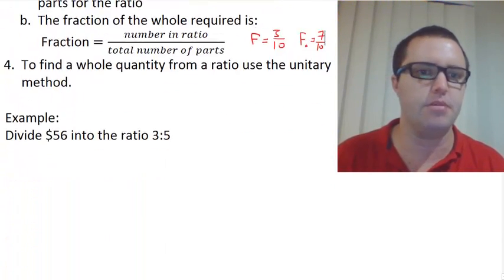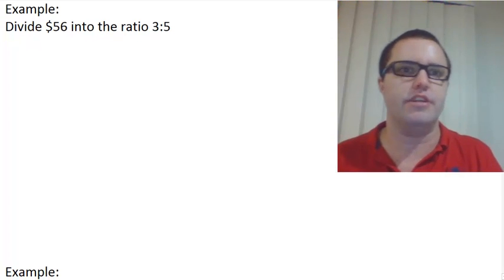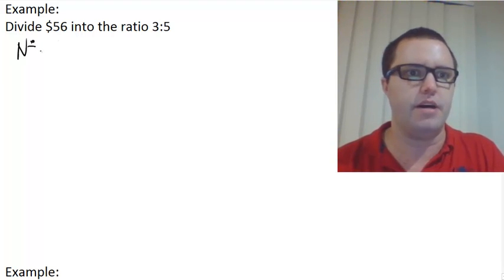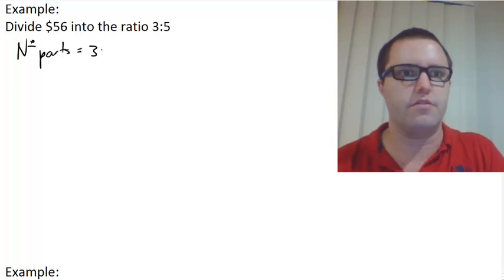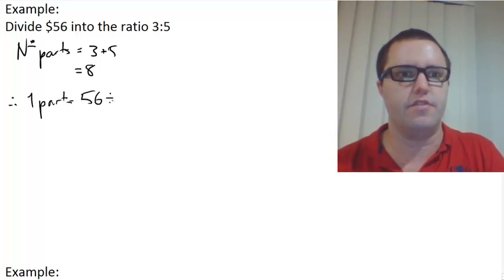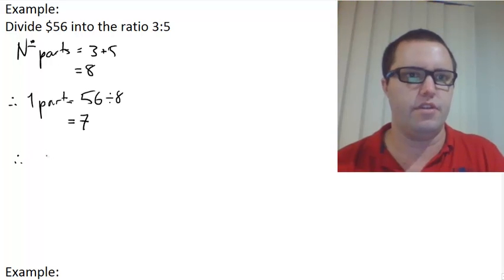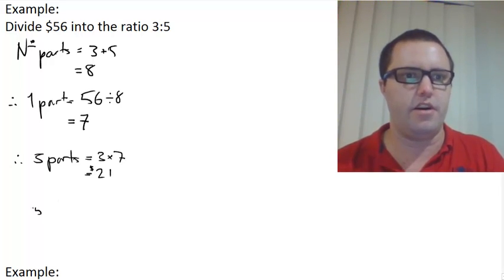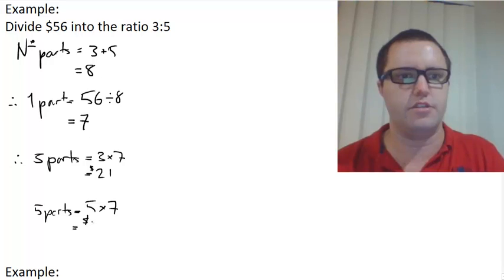Right, a couple of examples. Divide $56 into the ratio 3 is to 5. First off, we want to ask how many parts. The number of parts equals 3 plus 5, which is 8. Therefore, one part equals 56 divided by 8, which is 7. Therefore 3 parts equals 3 times 7, $21, and 5 parts equals 5 times 7, which is $35.